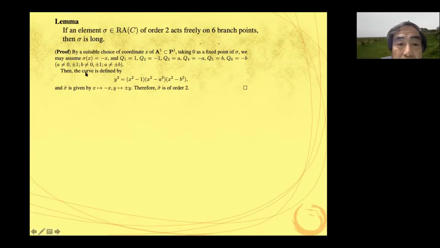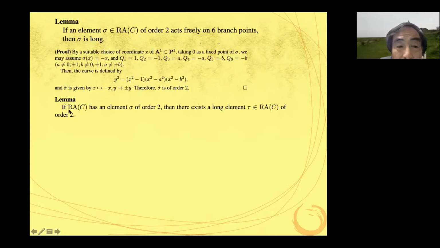And then the curve is defined by this. So sigma is given by this, and you can take sigma tilde like this. So we can take sigma tilde of order 2. So sigma is wrong. Very easy lemma.